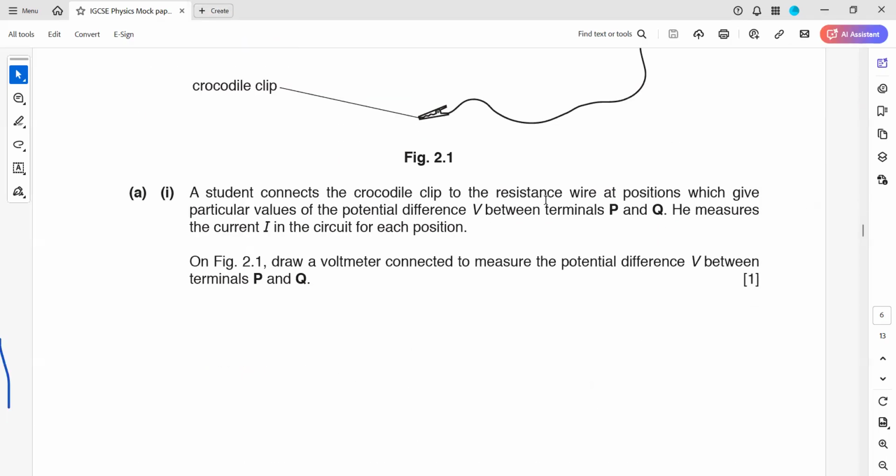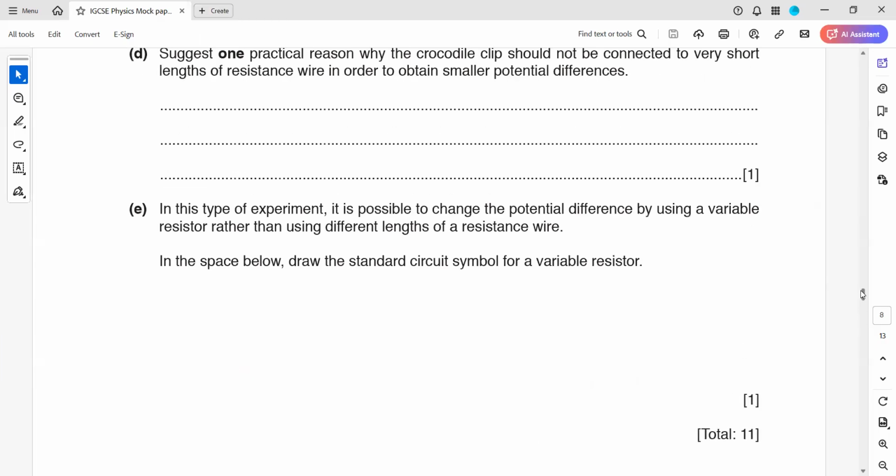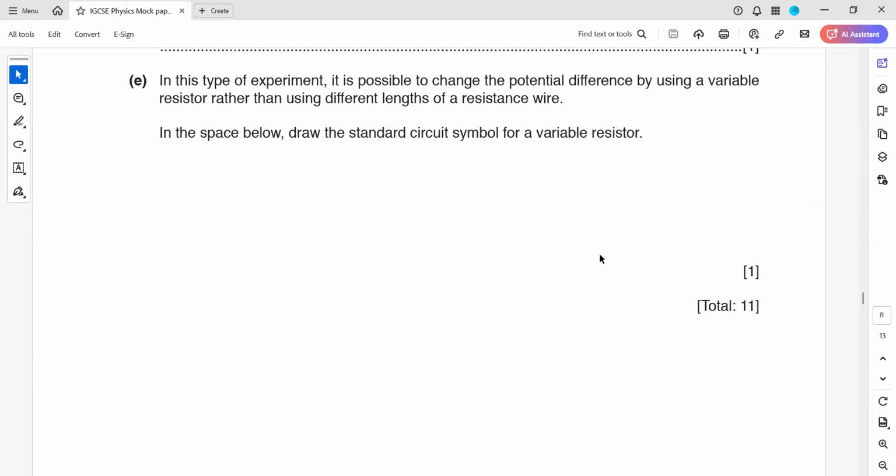Is it clear? And the last part: in this type of question, it is possible to change the potential by using a variable resistor. We just have to draw a variable resistor here, a circuit symbol for a variable resistor.